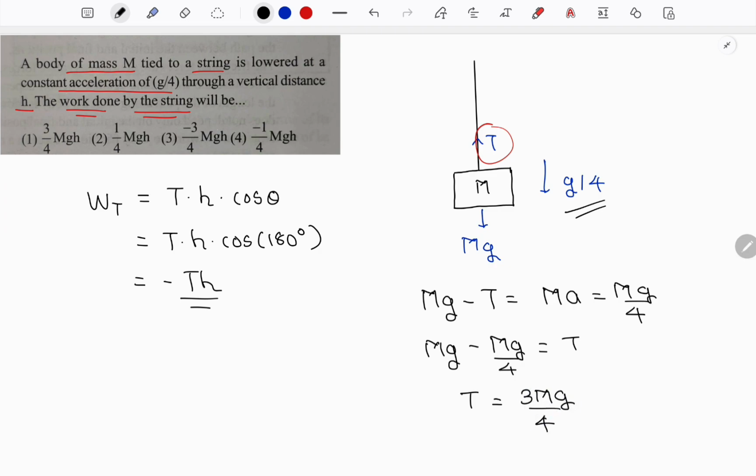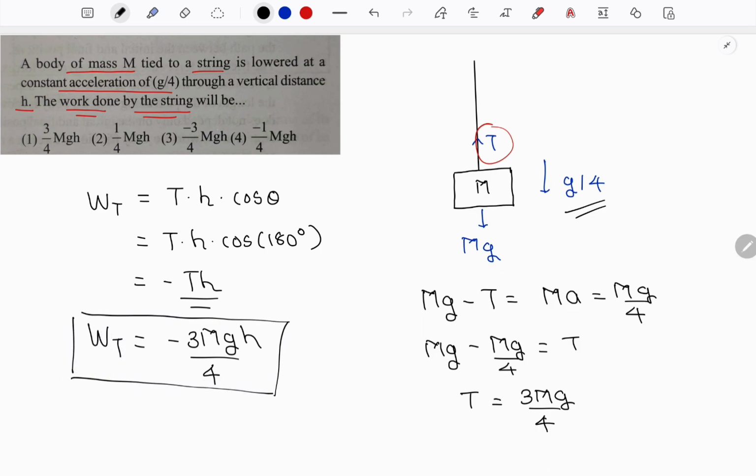We just need to substitute the value of tension over here, and that gives us the answer minus 3 mgh by 4. So this is the work done by tension, which is nothing but the work done by rope in lowering the mass m downward by a distance h. So the option can be clearly seen that it is the third option.